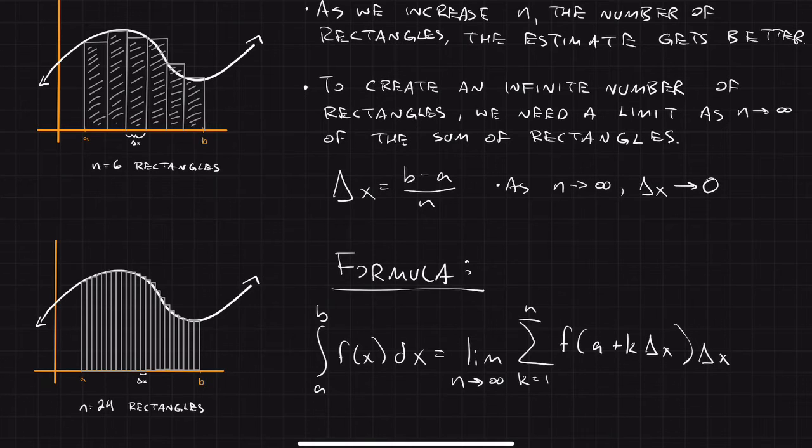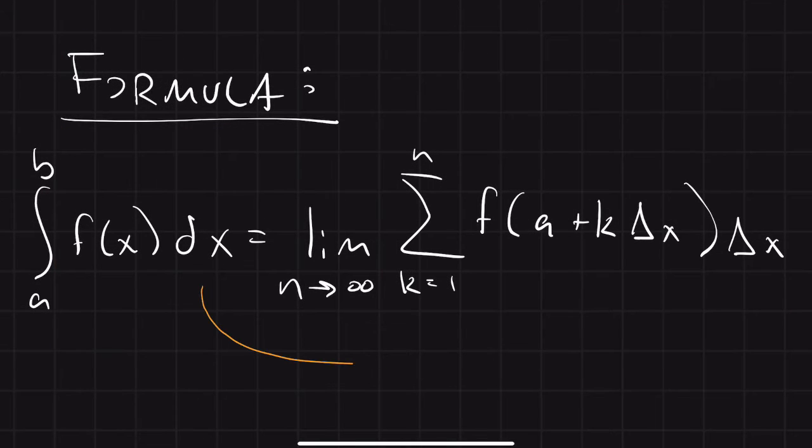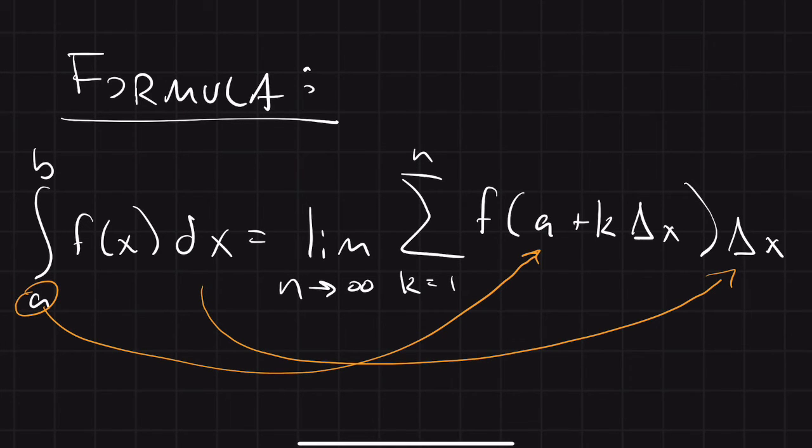And the formula that brings all this together is this. The integral from a to b of f of x dx is equal to the limit as n goes to infinity of the sum from k equals 1 to n of f of a plus k delta x times delta x. The dx inside of the integral stands for delta x inside of that sum. The lower boundary for the integral, a, is the same as the a that's sitting right there.